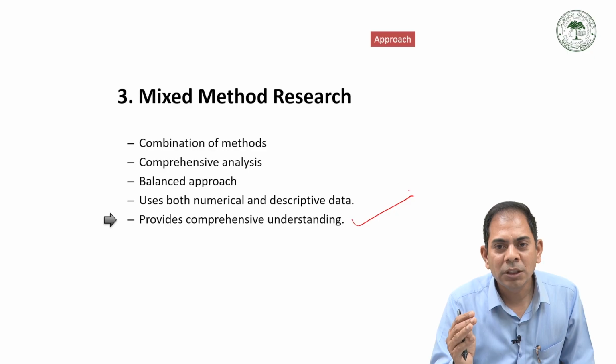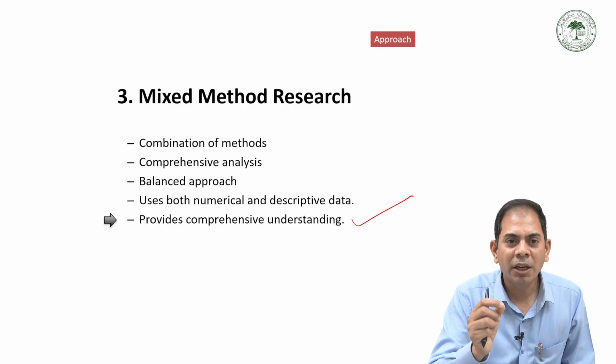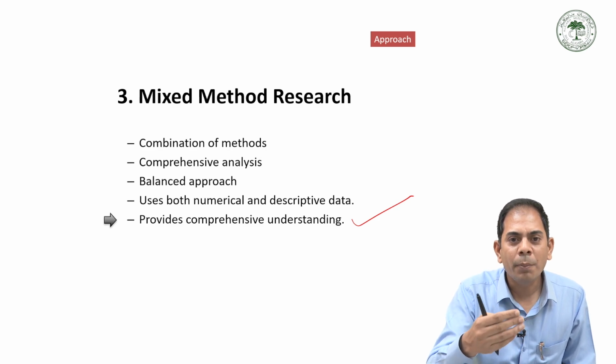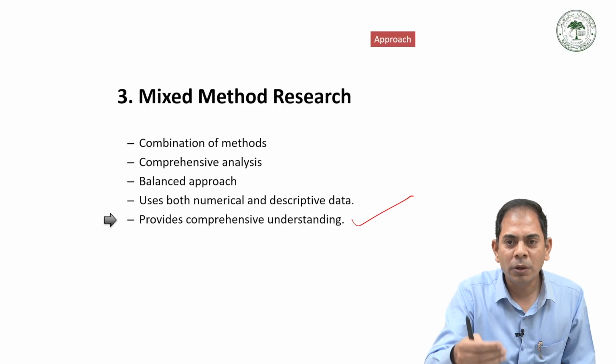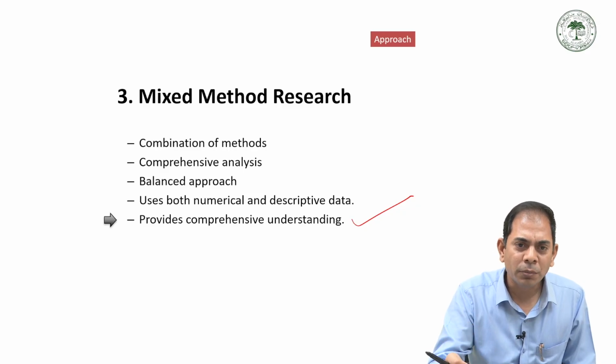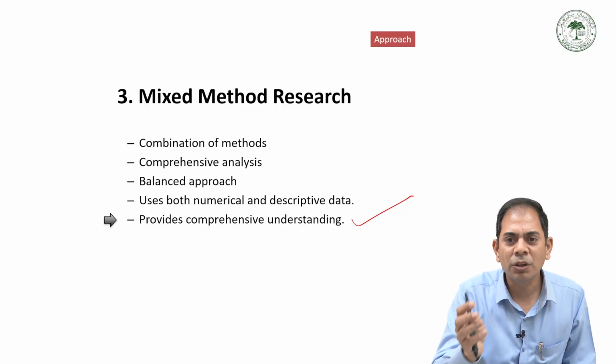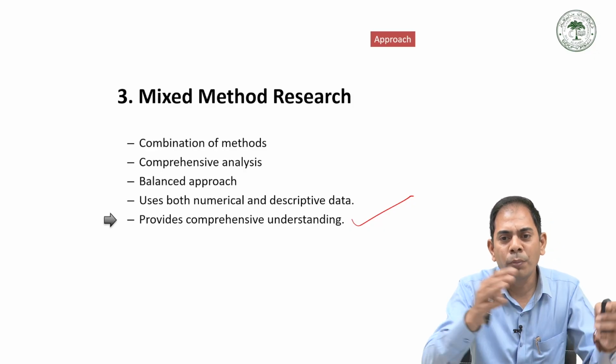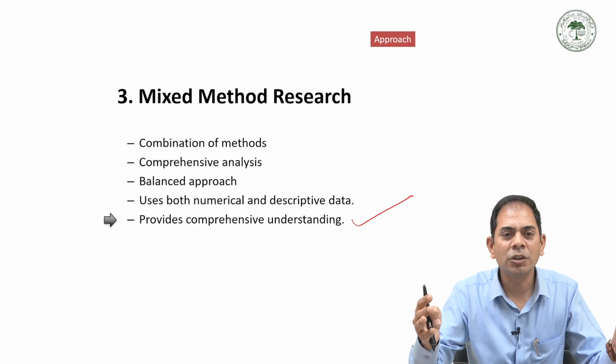Next is providing a comprehensive understanding. Comprehensive understanding means giving a complete, detailed and clear understanding about the topic or problem from different perspectives. Especially in research, this happens when the researcher studies the problem using various types of information, methods, and viewpoints instead of focusing on only one aspect. So by combining both, the researcher gains a broader and deeper understanding of the research problem.